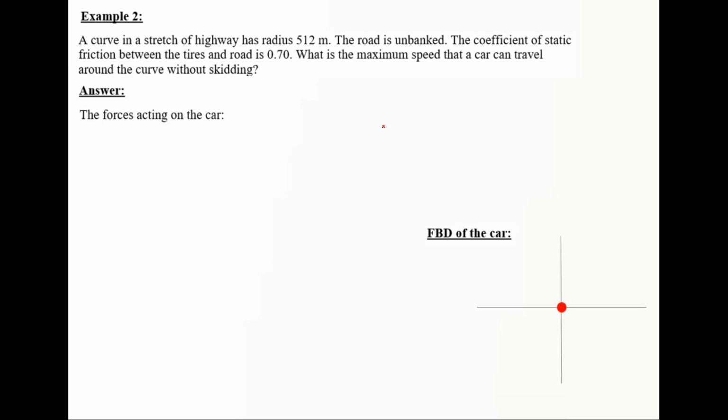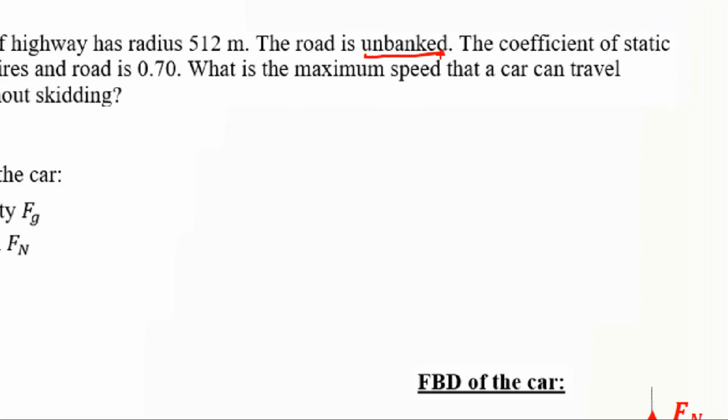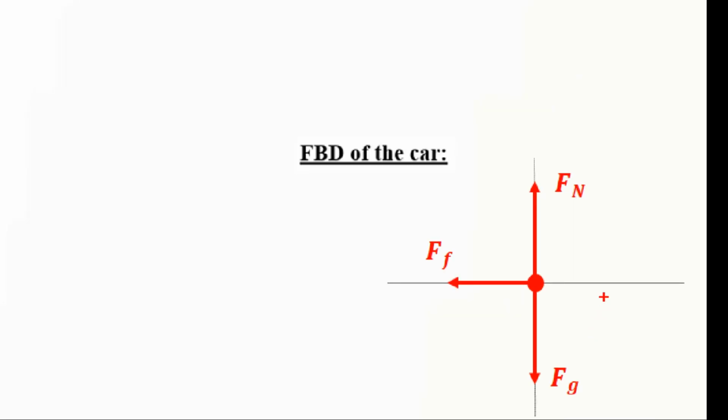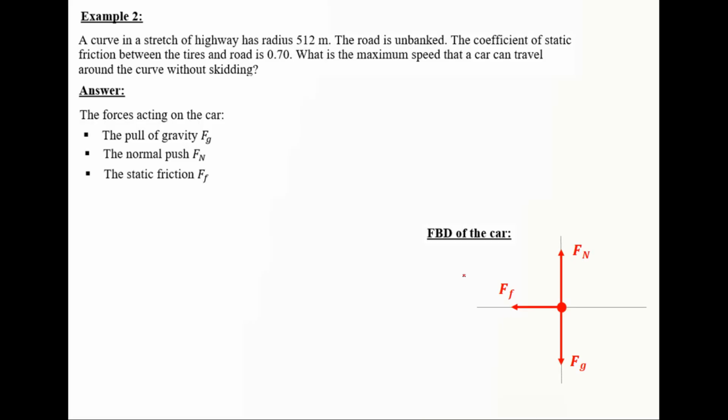In order to do Newton's second law, we need to utilize the forces acting on the car. Then what would be the forces acting on the car if we're considering a front view? That would be the pull of gravity down balanced by the normal push up. Here they mentioned that it is unbanked, so it's horizontal, and the static friction would be toward the center. Remember, this is not the horizontal, this is the central direction, and this is the vertical.